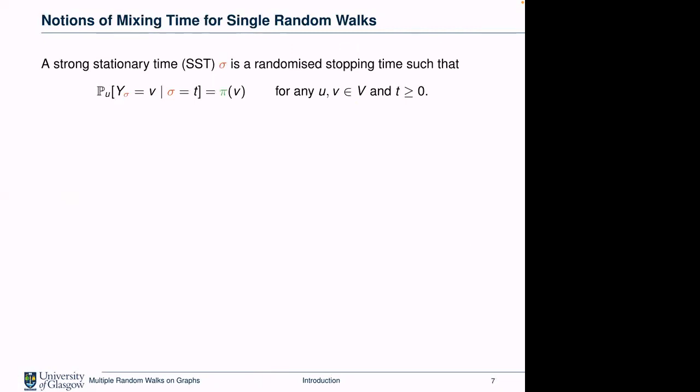Okay, so the first one, we say that a randomized stopping time, so think of it like a randomized algorithm that runs for some random amount of time and then stops, is a strong stationary time if, once the randomized stopping time fires, if you run a random walk from any start vertex for that amount of time, then the distribution of the position of that walk is exactly the stationary distribution, and that's independent of the time that the stopping rule fires. So that's a very strong notion of stopping time, and you might say that the mixing time is the expectation of this random variable. For example, that could be one notion of mixing time.